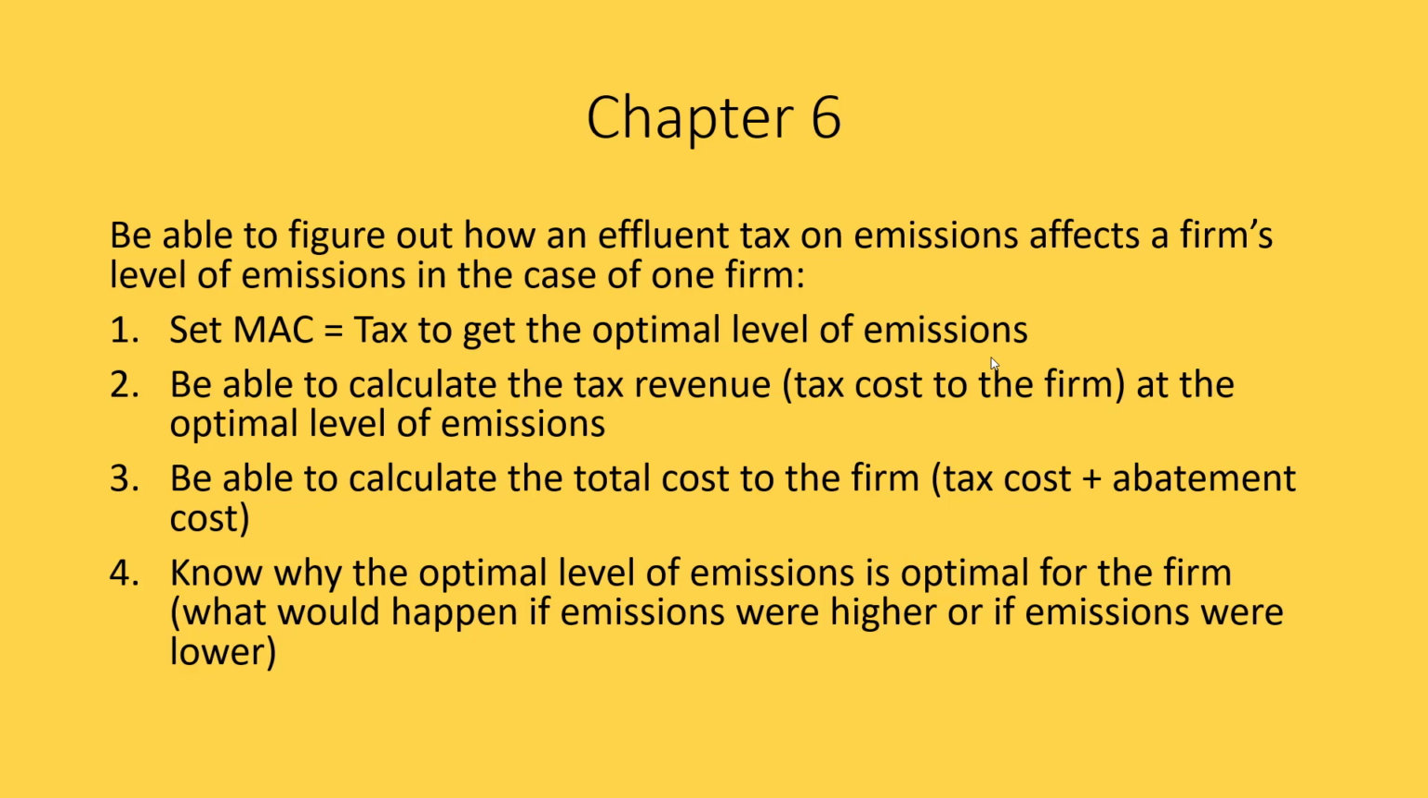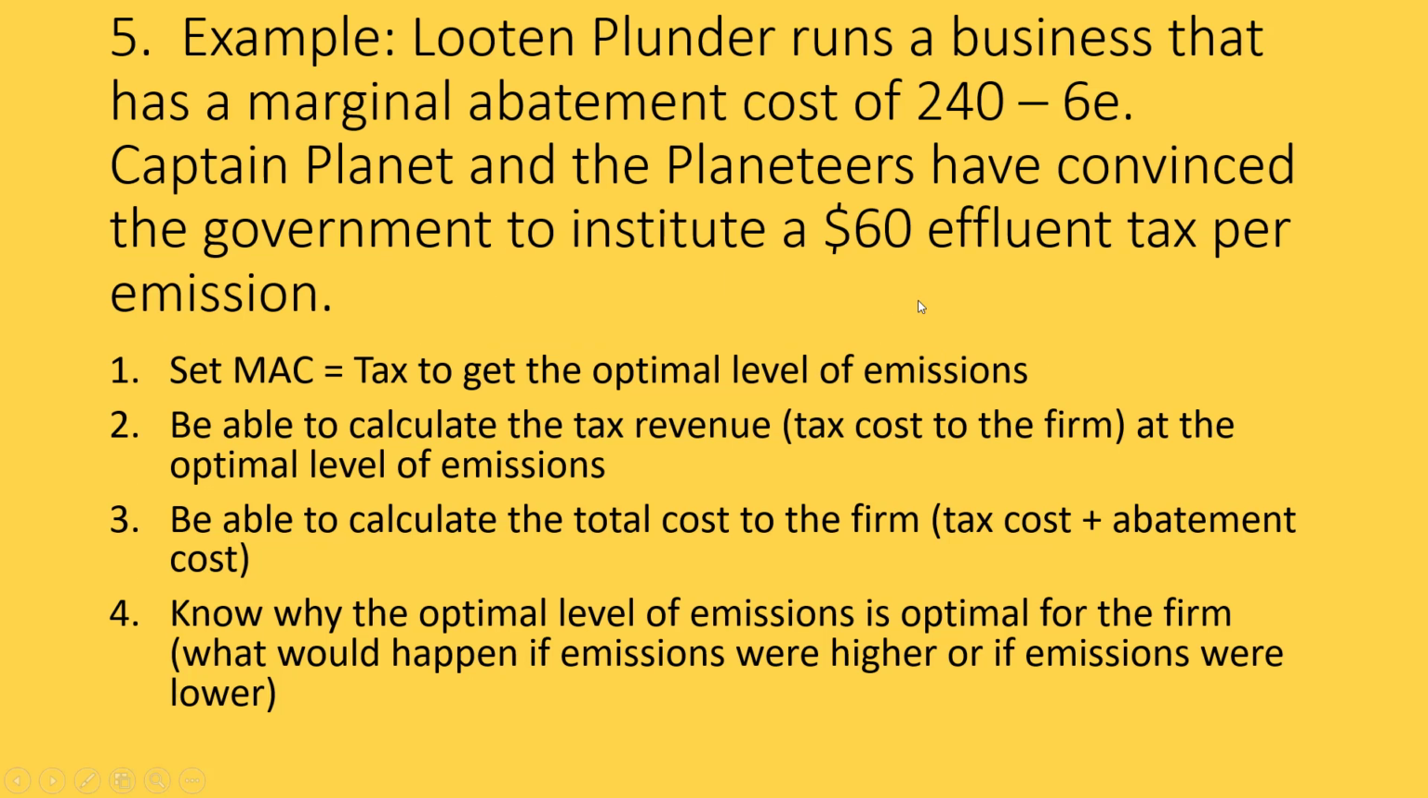Be able to calculate the total cost of the firm, which is just your tax cost plus your abatement cost, and then know why the optimal level of emissions is optimal for the firm. What would happen if emissions were higher or lower? And the quick answer to that is that costs would be higher. Right? So again, the optimal level of emissions is the level of emissions that does minimize those costs or keep those costs low. So again, be able to do an example like this.